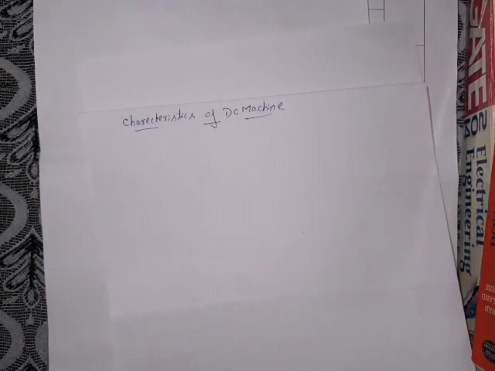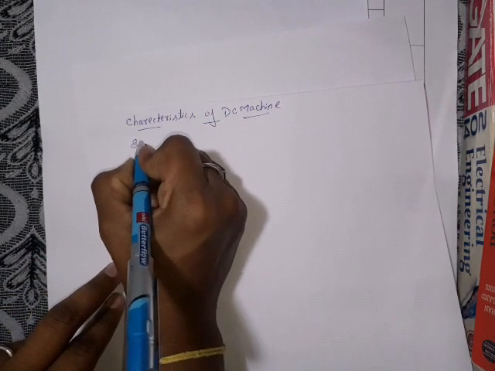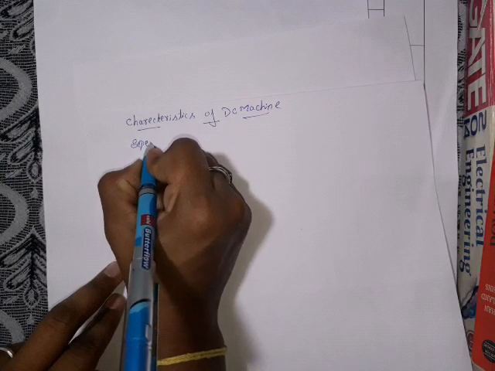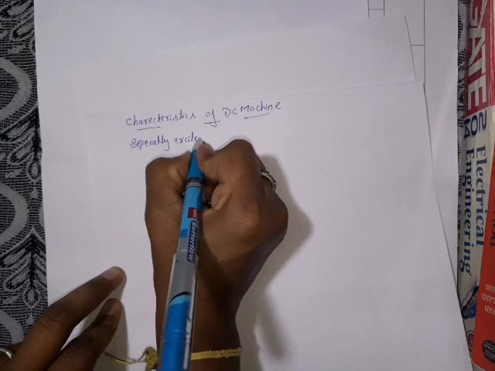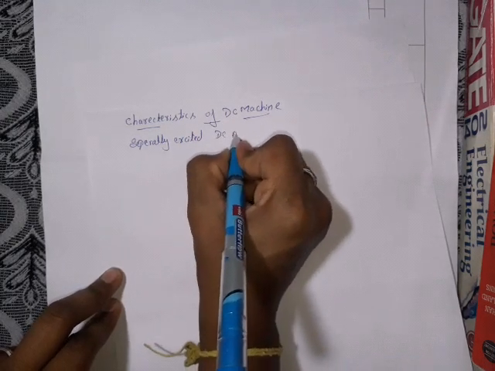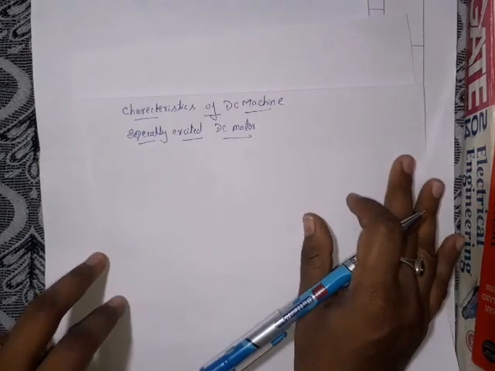So as we know, there are different types of DC machines. So we need not study all the characteristics of all motors. Just for an example, we are going to take only one motor. That motor is the separately excited DC motor.